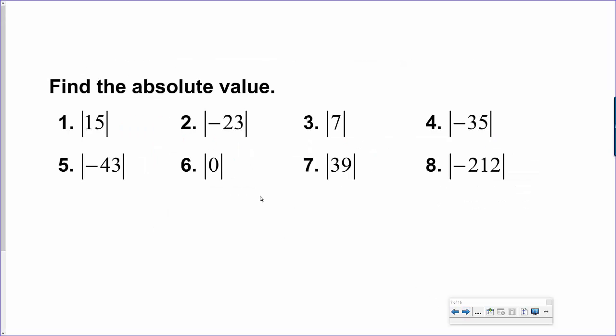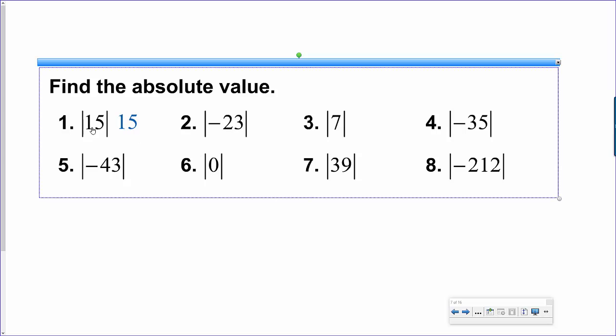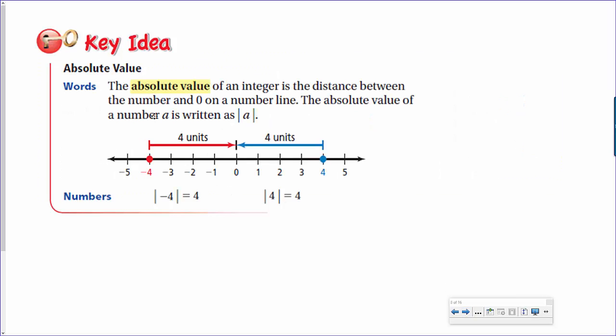So now I want you to find the absolute value of these terms. So do me a favor, pause the video for a moment, and then check it out. When you're done, press play. All right, so now that you've worked it out, here are the various answers. 15 is 15. Negative 23 becomes positive 23. 7 is still 7. Negative 35 is 35. Negative 43 is 43. 0 is 0. 39 is 39. And negative 212 is 212.